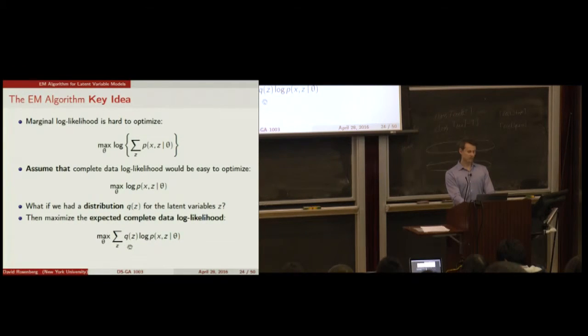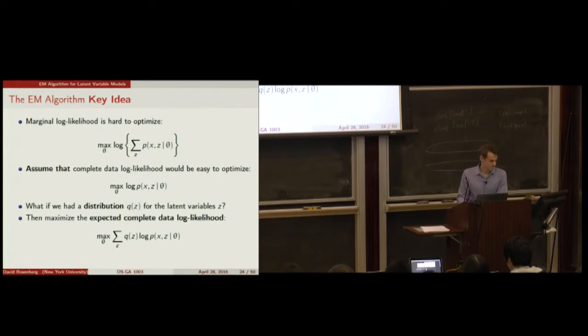Okay, is that clear? So that's what this expression is, finding the expectation of the complete log likelihood. Here's our complete log likelihood. We don't know z, so we're summing over all possible z's, and we're weighing it by the probability that Q gives to z. So this is the expectation of the complete log likelihood with respect to Q. Questions on that? Okay.